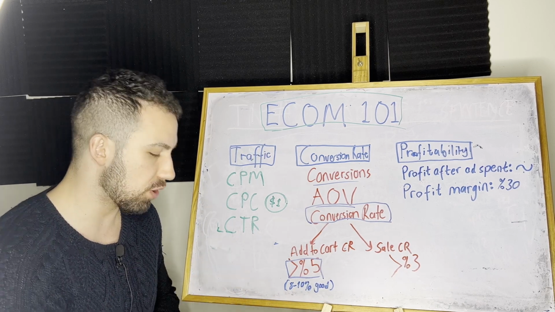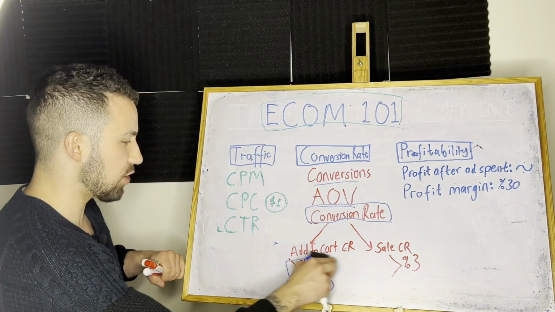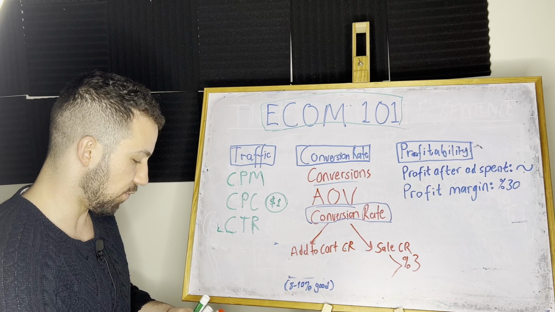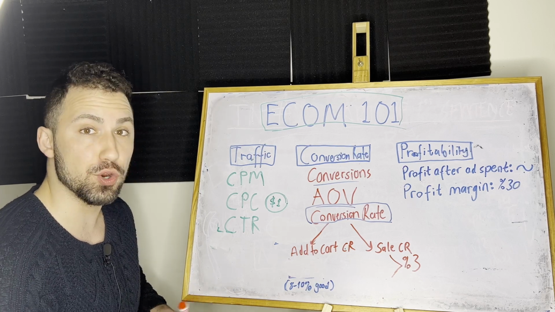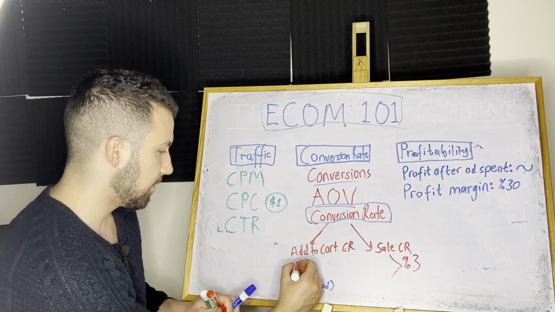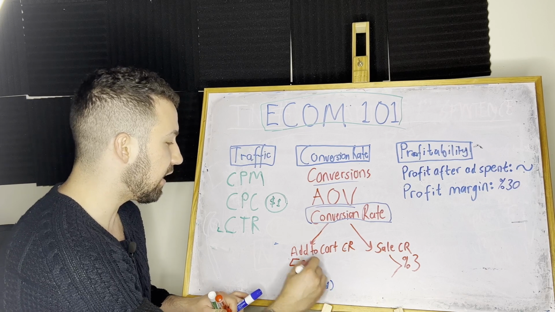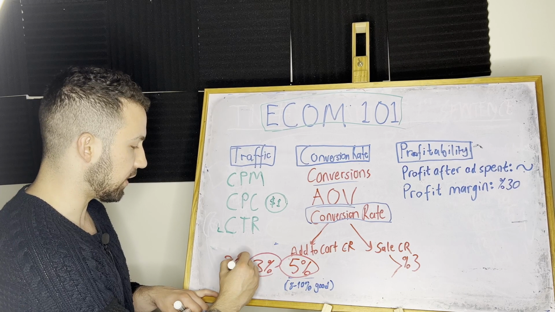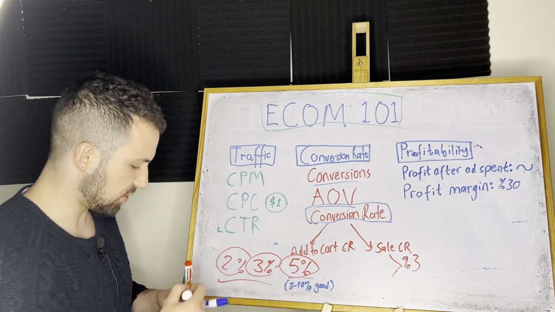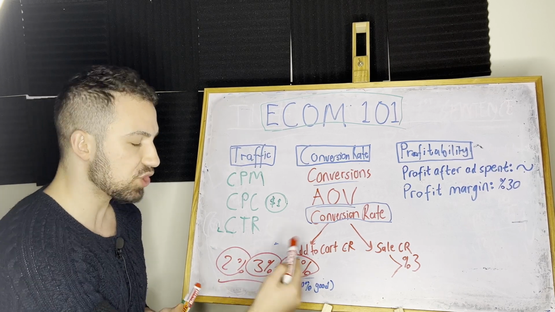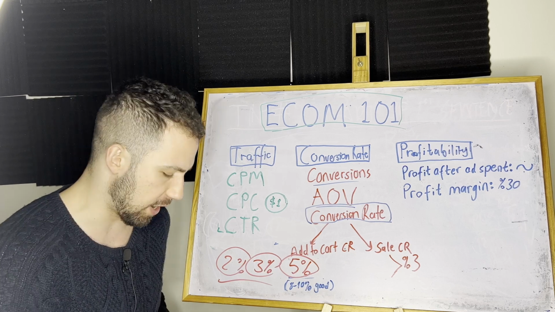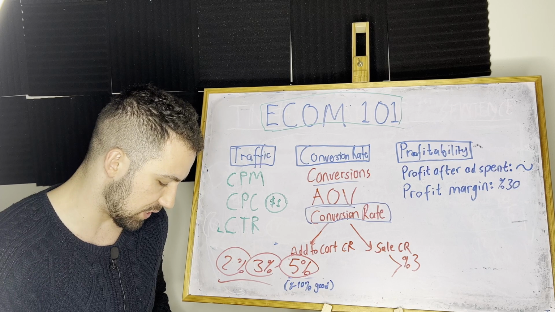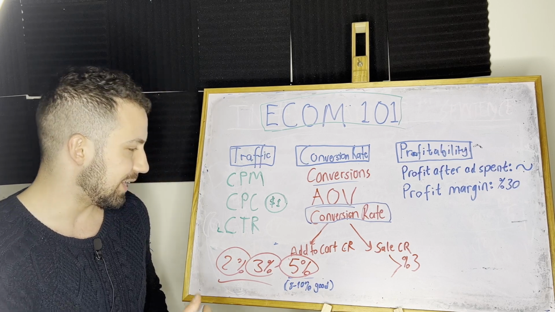So if your average add to cart rate is below 5%, you need to work on your copy and your images and the testimonials. And if it is around 3% or 2%, it is terrible, guys. So if it is around 2 to 3%, imagine how many people will initiate the checkout and how many people will buy. It's not that many. So what you need to do in this case is focus on increasing that add to cart.